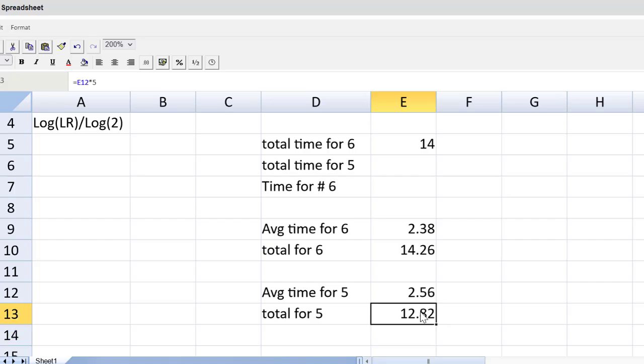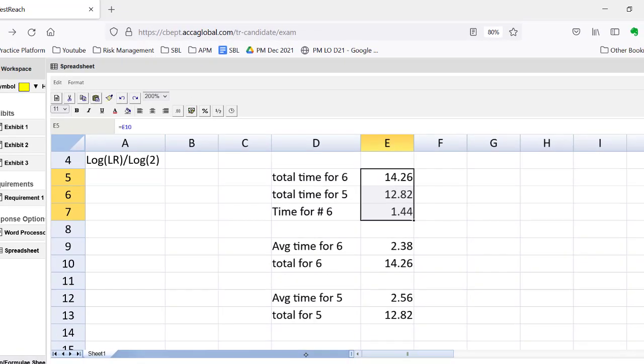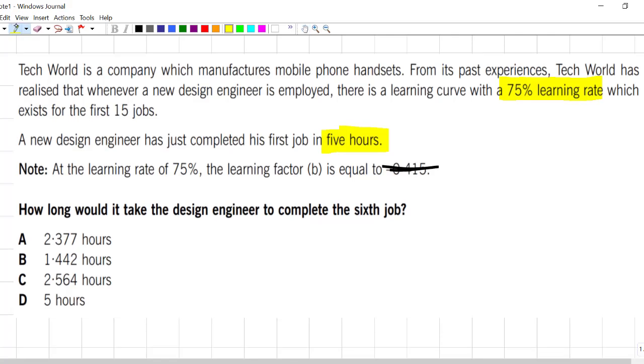Okay. And I set cell E6 equal to the total time for five. And the time for number six will be equal to the 14 minus the 13. Guys, let's be more precise. Let me put some formatting there. 1.44. Friends, if we zip back to the exam question, we see the answer is B, 144.2.